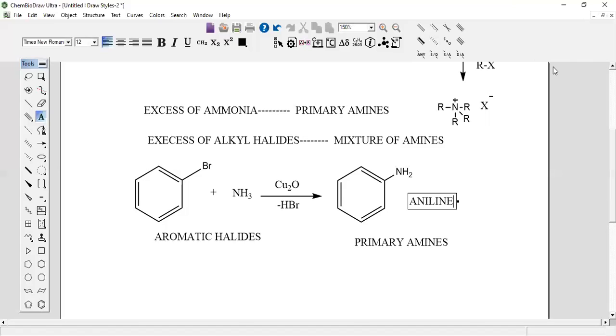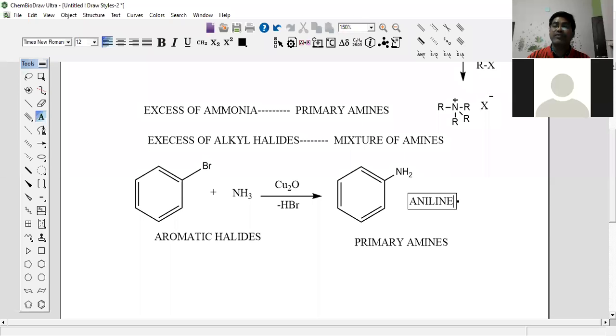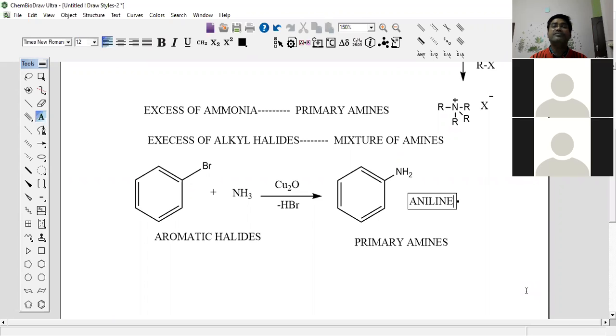Tell me, anyone. Of amines, classification of amines, and preparations of amines. In classification of amines, how many types are there? Four types. What are those? Primary amine, secondary amine, tertiary amine, quaternary amine.